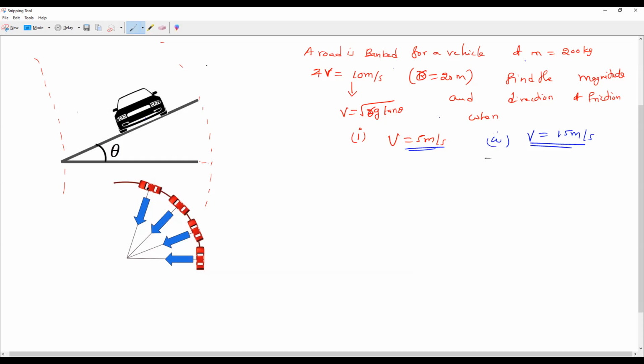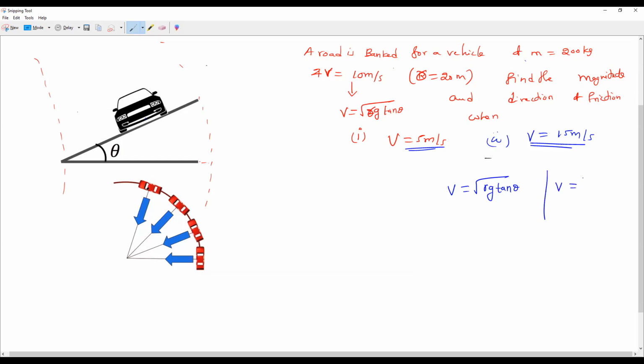If v is less than this, in which direction is the body tending to move? So v is less than this one. First of all, v is equal to 10 means v is equal to root of R G tan theta, am I right or wrong? All of you respond. So v is equal to that value.